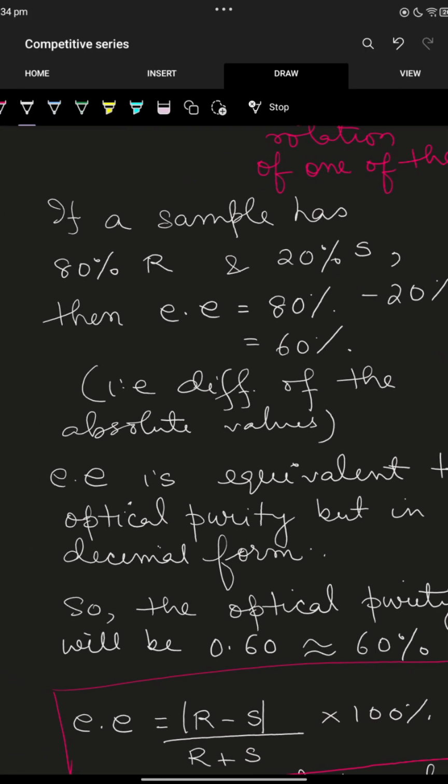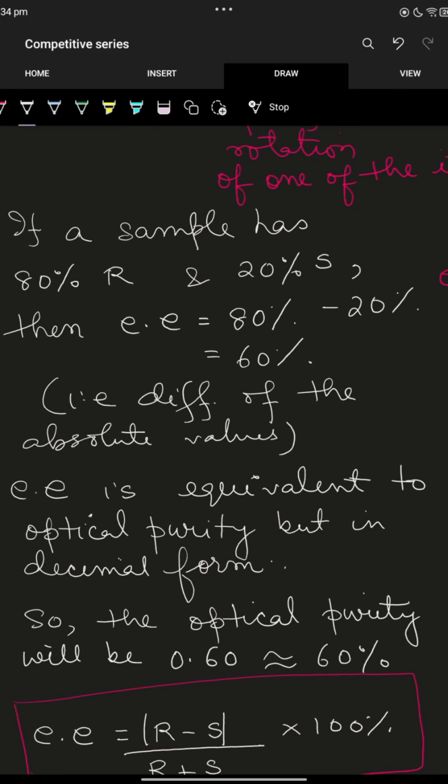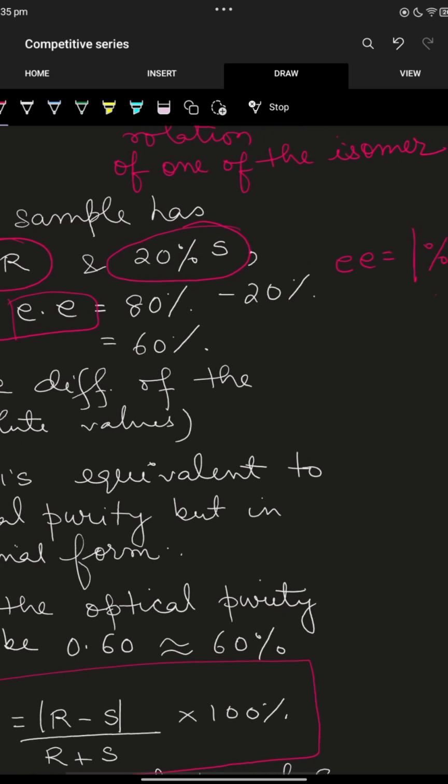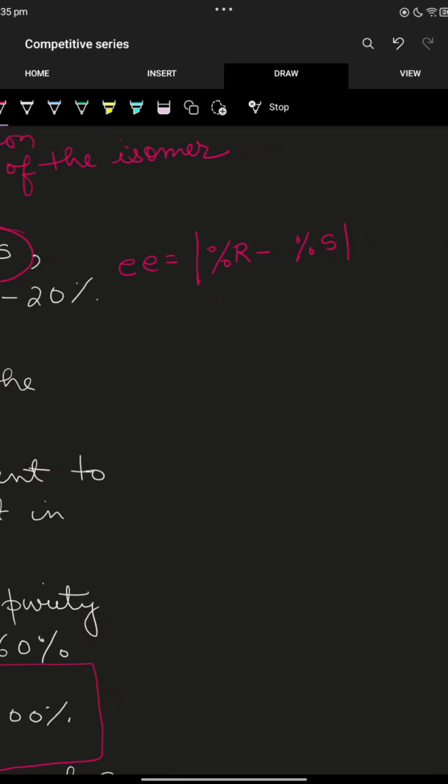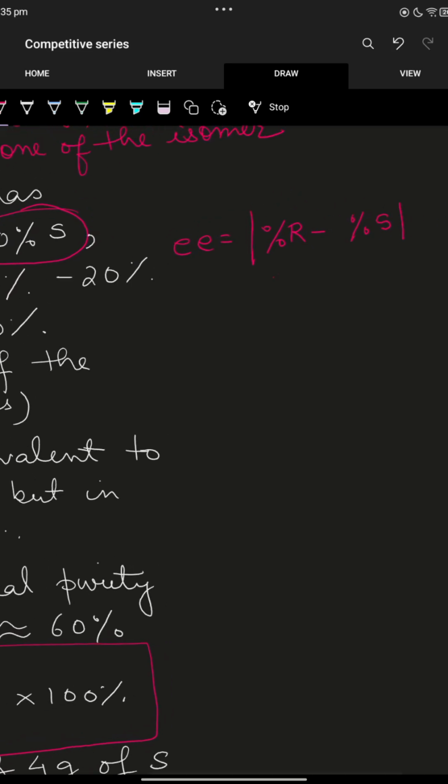Here is one numerical which I have given: if a sample has 80% R and 20% S, and you are told to calculate the enantiomeric excess, you don't need to do too many calculations. Just subtract them and check the difference in the two percentages, and that will be equal to the enantiomeric excess. So this is equal to mod of percent R minus percent S. That means higher minus lower. If R is higher, then R minus S. If S is higher, then S minus R.